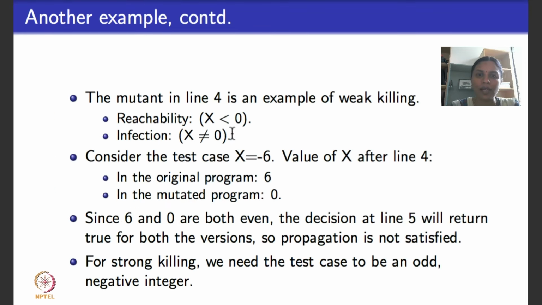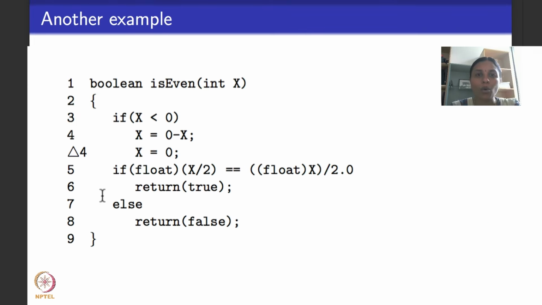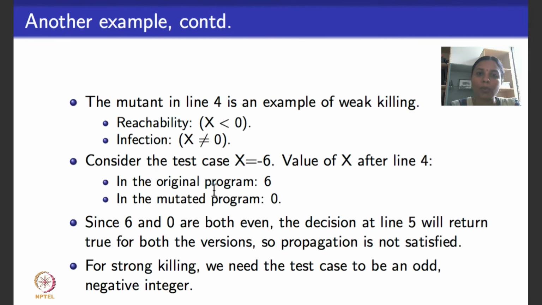So infection is that. Let's consider a test case of the form x is equal to -6. In the original program, the value will be 6. In the mutated program, the value will be 0. But both 6 and 0 are even numbers, which means both of them will be divisible by 2 at line number 5, in which case the program will return true for both versions. I want the program to return a false value for one version. How do I do that? I have to give an odd negative integer.